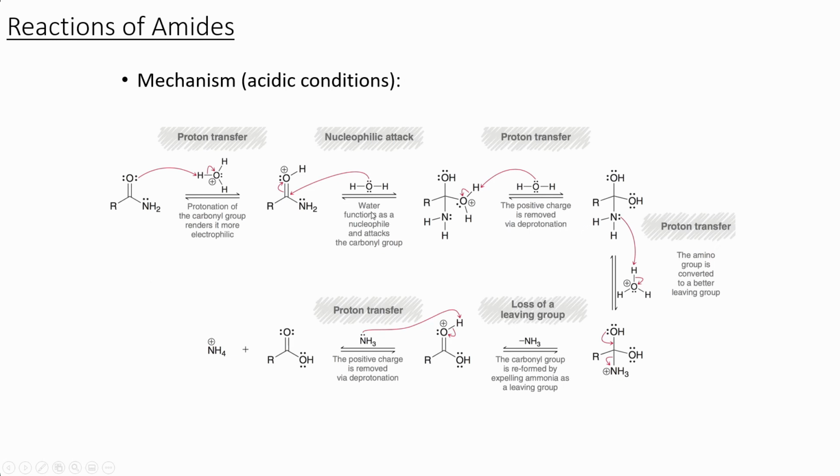The mechanism is as follows. Since we're in acidic conditions, we begin with a proton transfer, followed by nucleophilic attack. Then we do another proton transfer to protonate the ammonia. And at this point we can have reformation of the carbonyl group as well as ejection of the leaving group, which is ammonia, to form the protonated carboxylic acid, which after one more proton transfer furnishes the acid product.